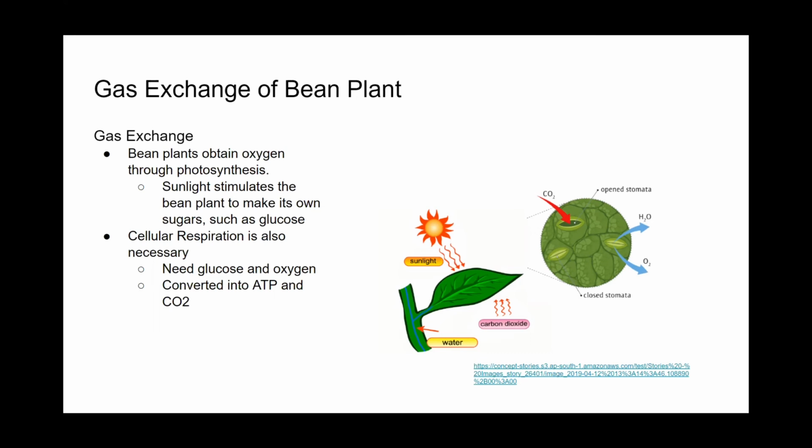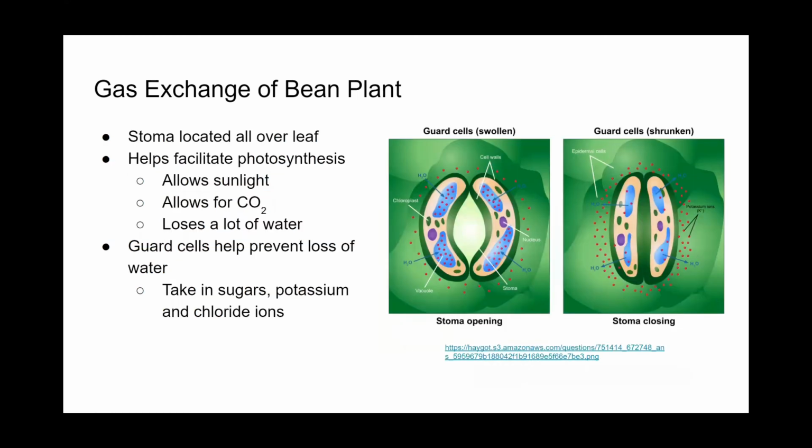To begin cellular respiration, the bean plant needs glucose, which is made from photosynthesis and converted into ATP. Plants also use oxygen and combine it with glucose to make ATP and carbon dioxide, which is used to make necessary sugars for the bean plant.